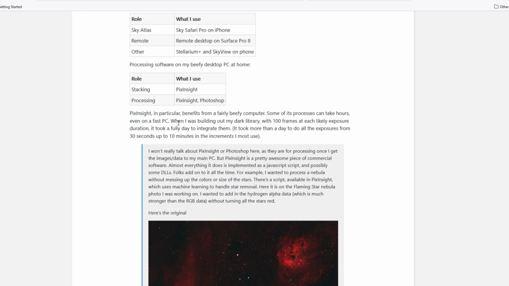And so he gives one example where he was building out his library of dark frames, of which there are 100 of them, and it took a full day to integrate them. So right then and there, I knew that clearly he is not using GPU acceleration. Even with 100 frames or even 500 frames, GPU acceleration can stack those images, it can integrate them in under 10 seconds. And so I thought I would go ahead and share an example of that, and hopefully others can see just how beautiful the world of astrophotography can be when you use it in conjunction with GPU acceleration. So let's go ahead and take a quick look at that example.